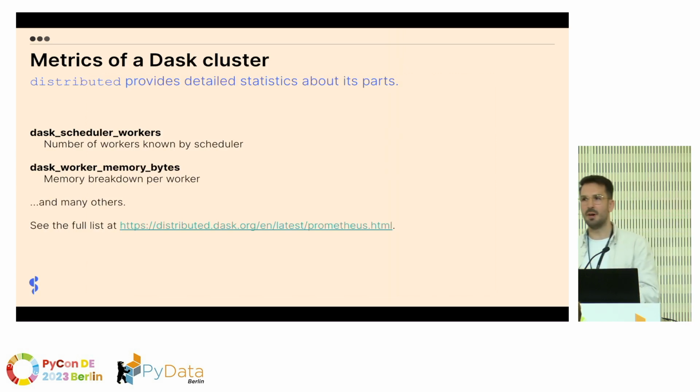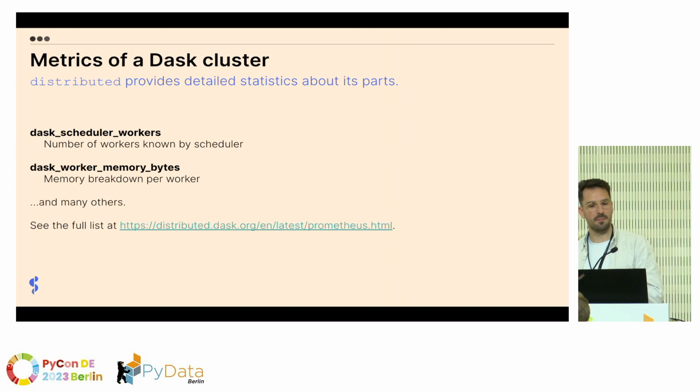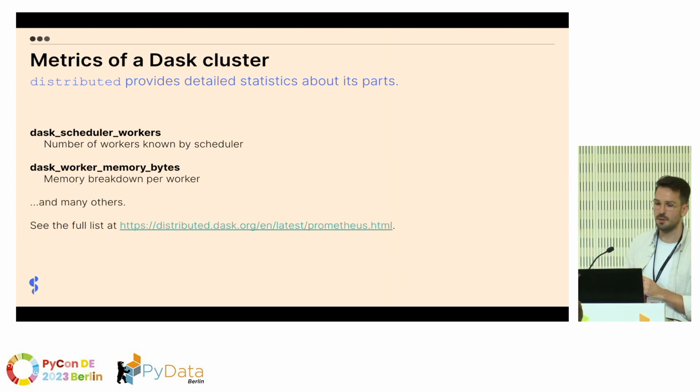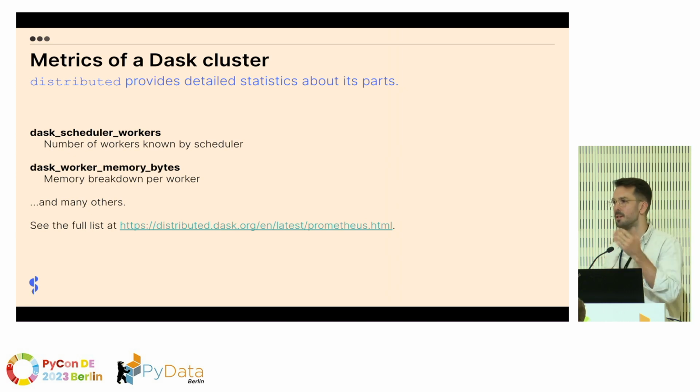In Dask, we have a bunch of metrics exposed. This is to give you as users the opportunity to get some detailed statistics about what's happening inside the system and its components. This can go from relatively easy stuff, like how many workers the scheduler actually knows about, to more detailed metrics like the memory breakdown per worker: how much of it is managed memory, how much memory have we spilled, how does that differ between workers? Is there some imbalance there maybe? And there are many others. We won't go into details about this. If you're interested, take a look at the documentation that we have.